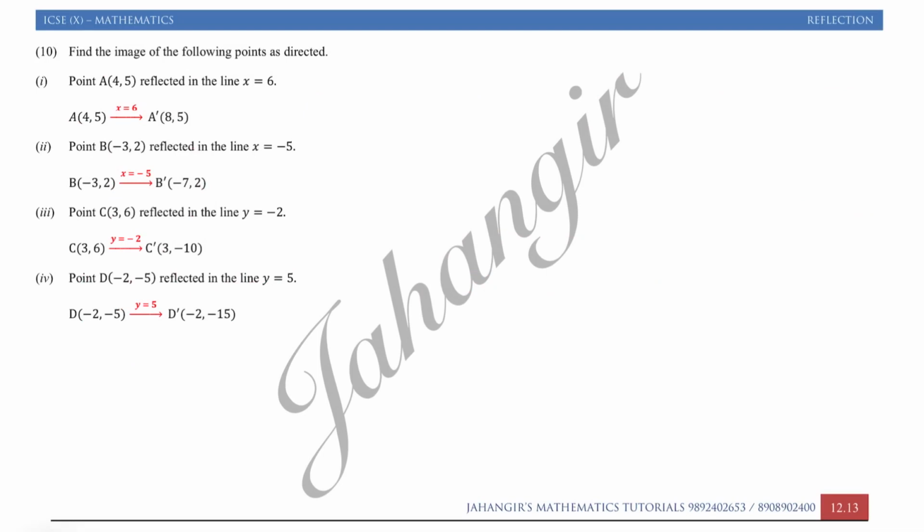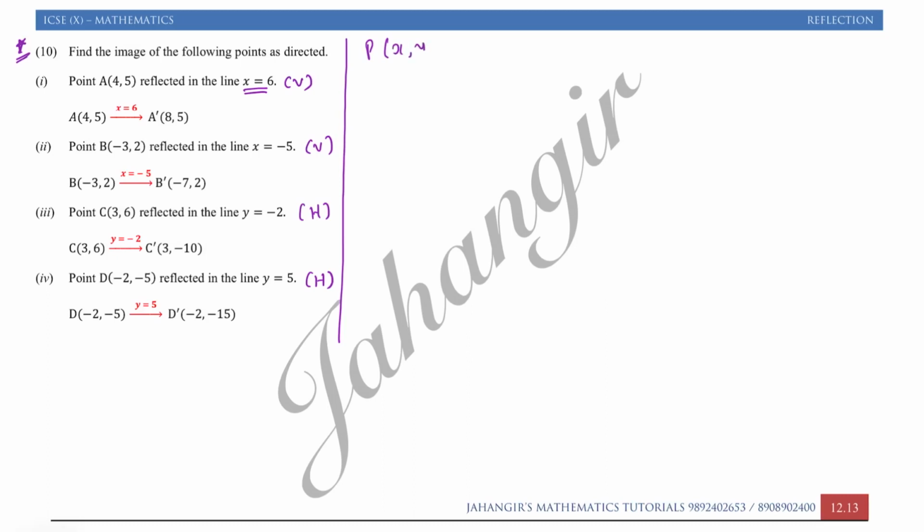Question number 10. Mark it as an important question. Till now we had learned how to reflect a point in x-axis, y-axis and origin. But here it is reflected in some other vertical line, V for vertical line and H for horizontal line. In the concept part we had discussed how to reflect a point in some vertical or horizontal line without a graph. With a graph it's easy to predict, but without a graph how will we do it? So first I will write a formula for that.